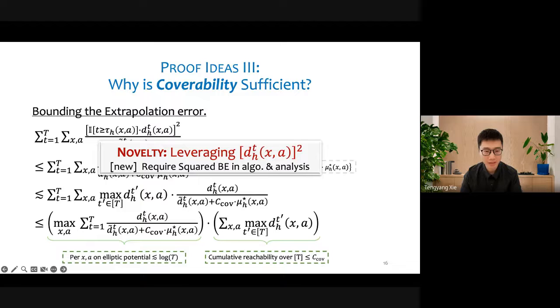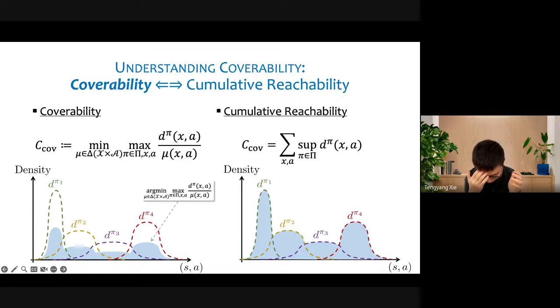But I would still say that is an interesting observation, because essentially, think about why coverability captures the difficulty of exploration. I feel like this definition is more intuitive: the more mass we have, the harder the environment should be to explore, since we have more regions to be reached.